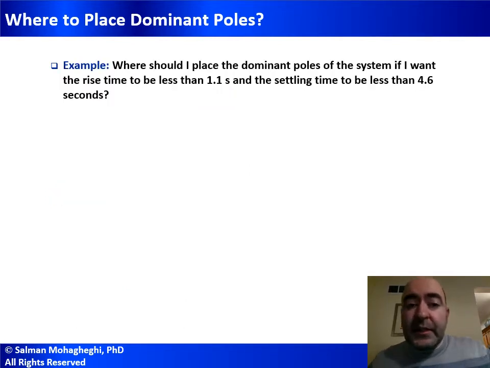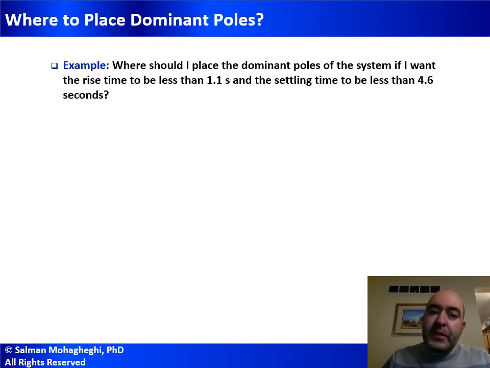Let's see this in an example. Imagine I have a system with a pair of dominant poles, and it has certain transient behavior. It has a certain settling time, rise time, and overshoot. I want to know where I should place these dominant poles if I want the rise time to be less than 1.1 second and the settling time to be less than 4.6.